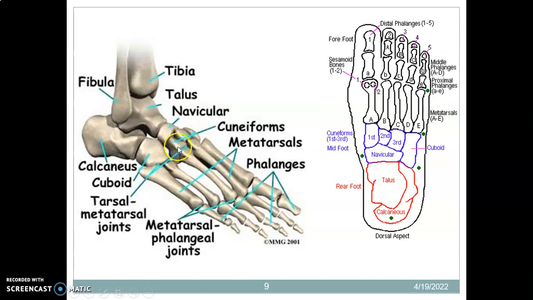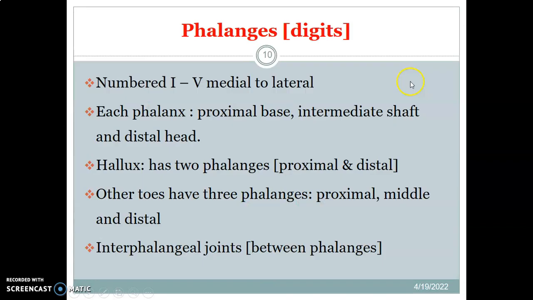Okay, so you can see with the cuneiform, the first to third, and with the cuboid, you have the fourth and fifth metatarsals. Then distally, metatarsals are articulating with the phalanges. So these are first to third with the first to third cuneiform, and then last 2 with the cuboid, and distally they all articulate to form the metatarsophalangeal joints at this portion.